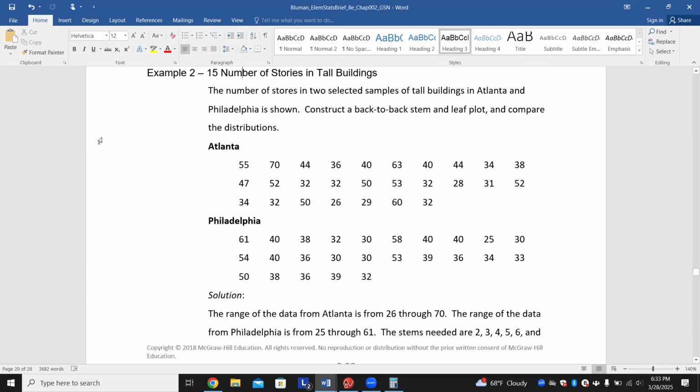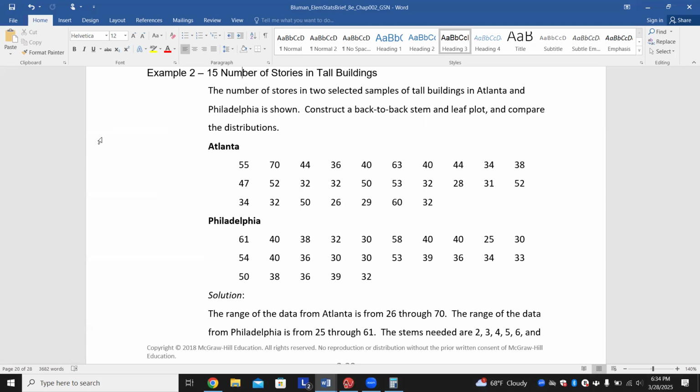All right, so in example 15, we're going to look at the number of stories in tall buildings. It says the number of stories in two selected samples of tall buildings in Atlanta and Philadelphia is shown. We're going to construct a back-to-back stem and leaf plot and compare the distributions. So you can see all the different buildings in Atlanta, all of the buildings in Philadelphia, and the number of stories they have. Again, arrange the data from least to greatest, both for Atlanta and Philadelphia.